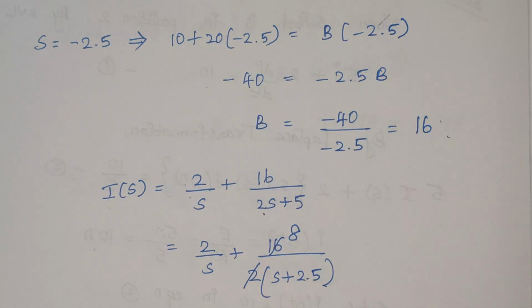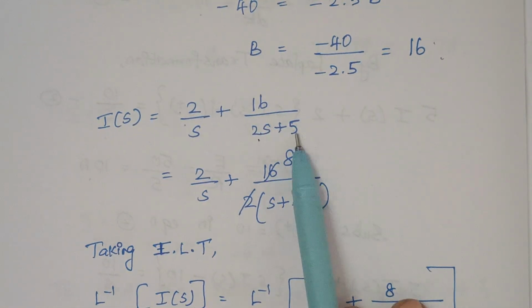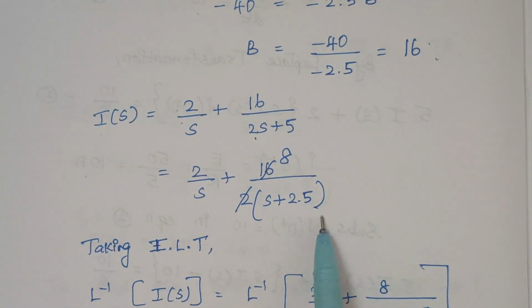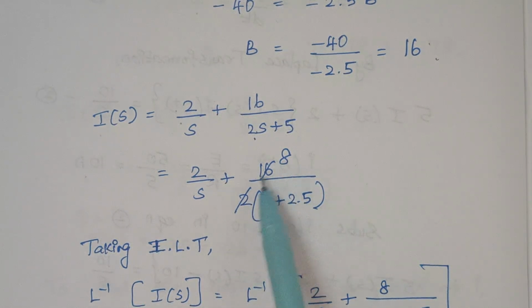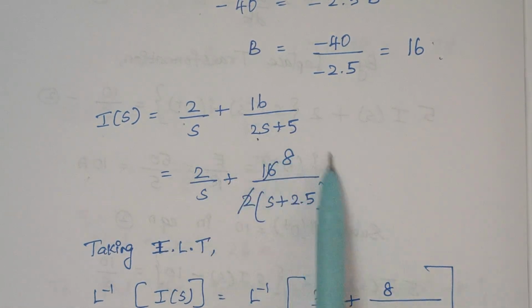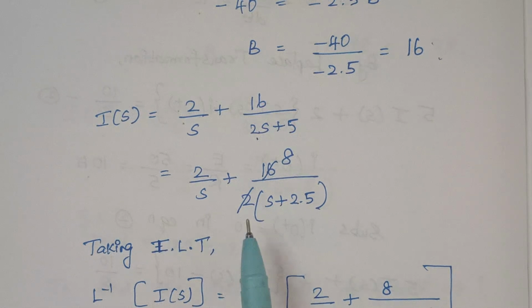So when you take 2 outside, what happens? S plus 5 by 2 becomes 2.5. So this 2 and 16 cancel each other, and finally this is our expression of I of s.